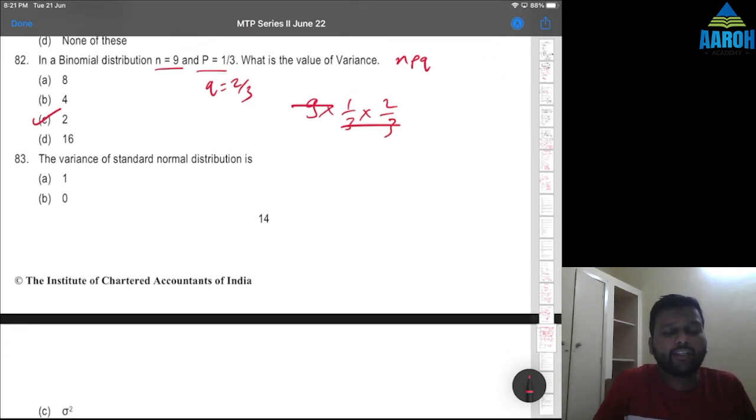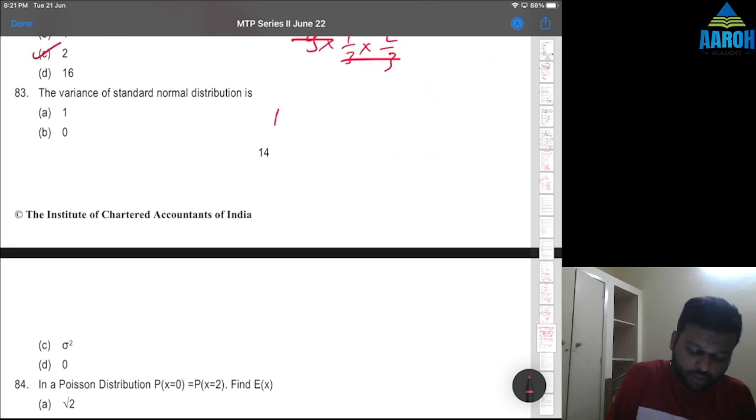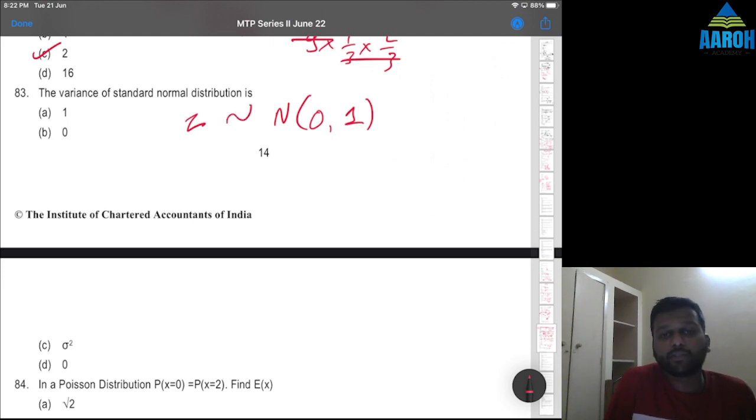Next, 83. Variance of the standard normal distribution is, understand, for the standard normal distribution, the parameters are mean 0 and variance 1, right? 0 comma 1. So the standard normal distribution, which is denoted by z, follows the normal distribution with parameters 0 comma 1. So variance is 1. Option A is the correct answer for 83.